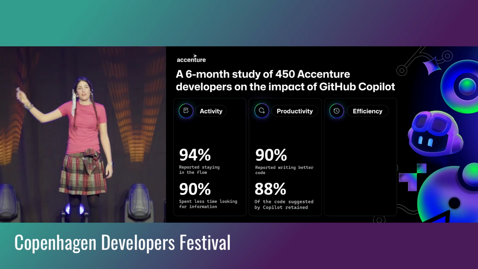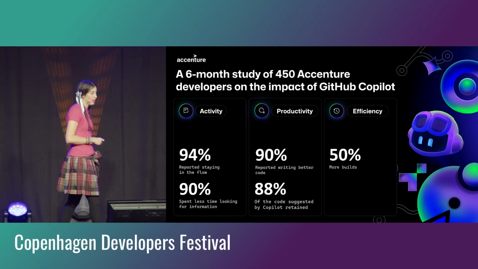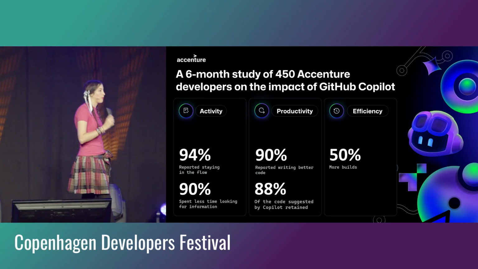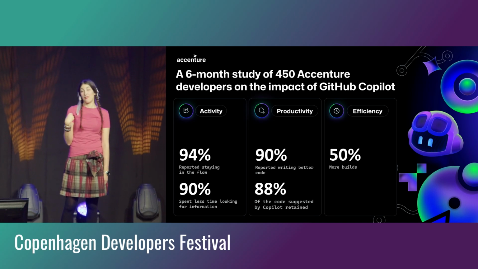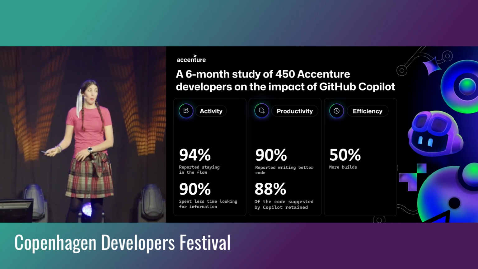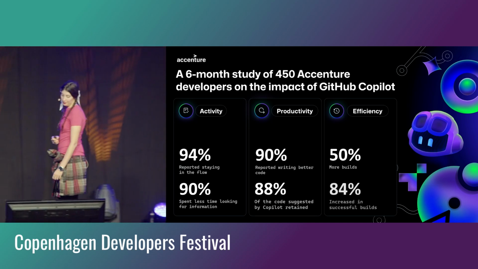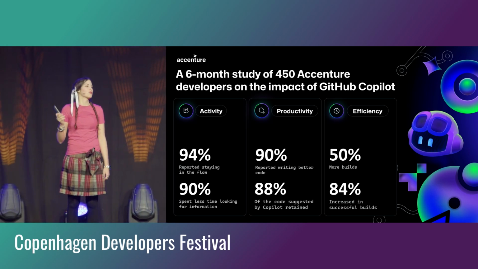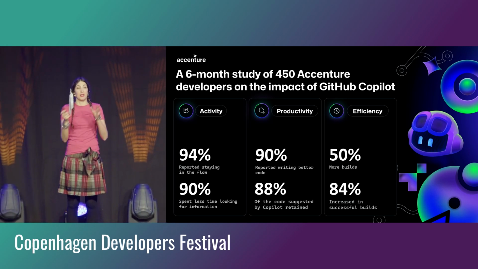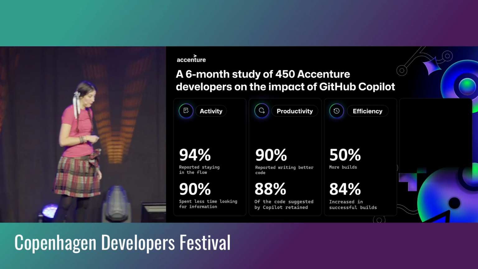But when it comes to the efficiency, this is where I think we really see GitHub Copilot shine, which is 50% more builds. And again, the skeptic in me goes, is that 50% more good builds? Or is that just 50% more builds, regardless of how good they actually are? But no, it's an 84% increase in the number of successful builds. So not only are they building more, more of the builds going out are successful by using GitHub Copilot.